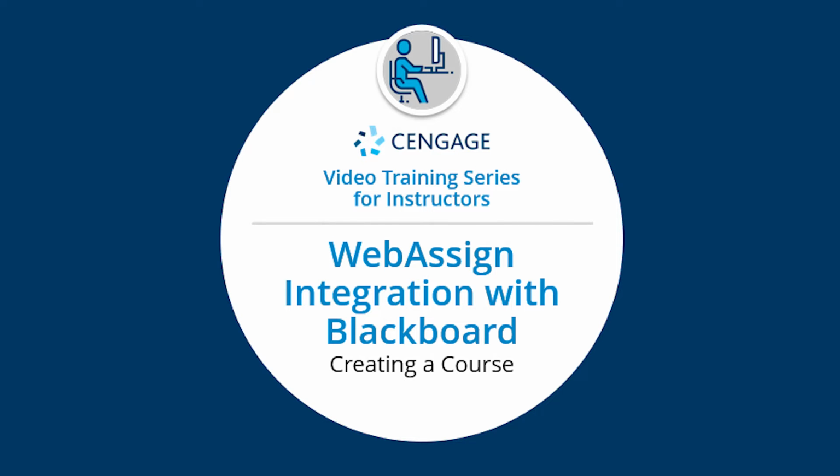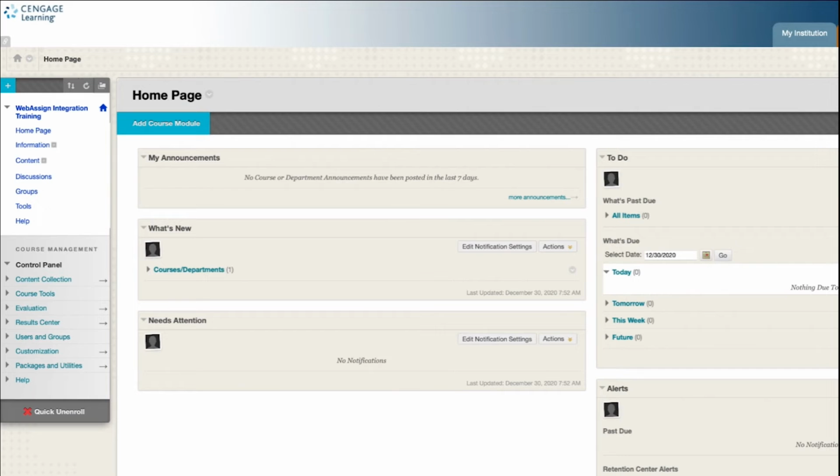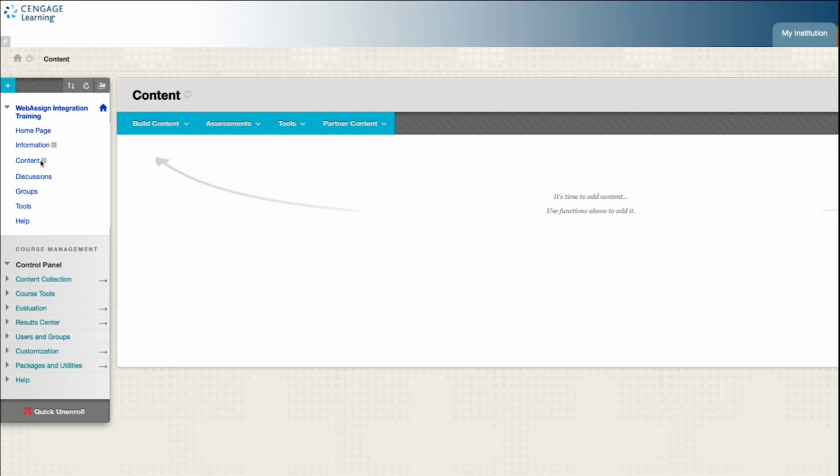This video training will walk you through the process of creating a new WebAssign course that is linked with your LMS course. Let's start by navigating to a content page where you would like to add your WebAssign course level link. A content page may be named something other than content at your institution, but you'll know you're in the correct place if you can see the Partner Content menu.